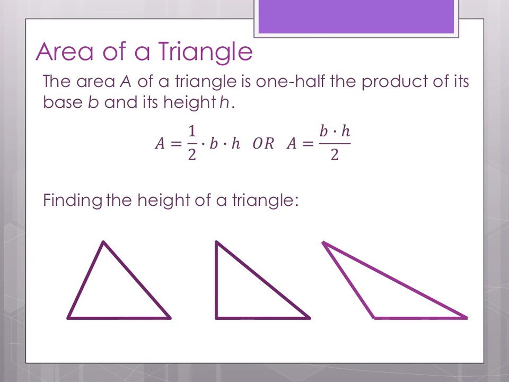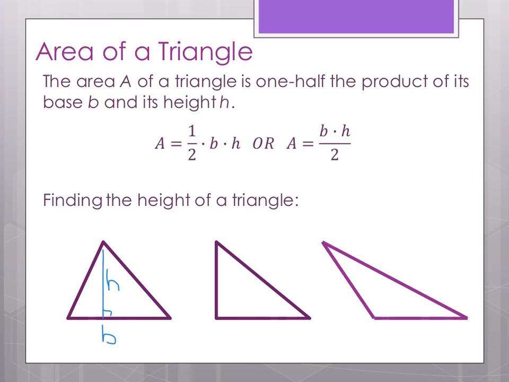So if this is the base of this triangle here, the line that will make a right angle from the base and go to the opposite point would be right here in the middle. That makes that L, that 90-degree angle that we sometimes represent with that square. So the height here would be inside the triangle.